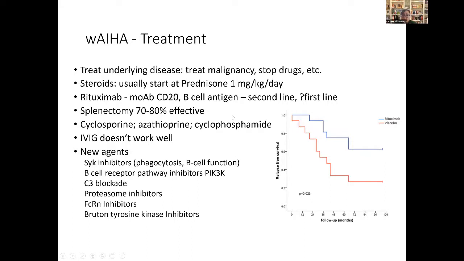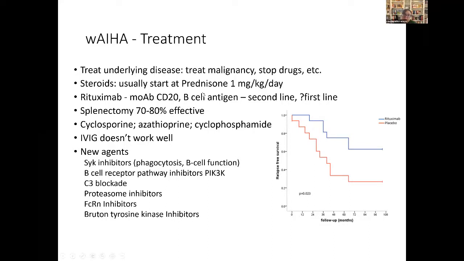Third-line therapies vary. Splenectomy historically has been the second-line treatment of choice until it was replaced by Rituxan, and now it's probably a third-line agent. It's 70 to 80% effective initially. However, if you look at these patients about 5 years later, only about 20% remain in a long-term remission. So this is really an area of active investigation.